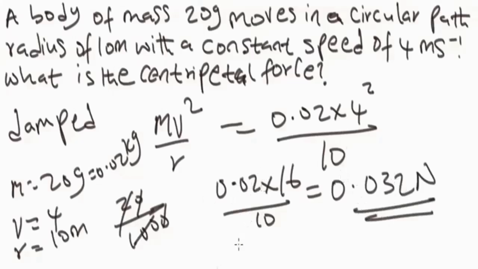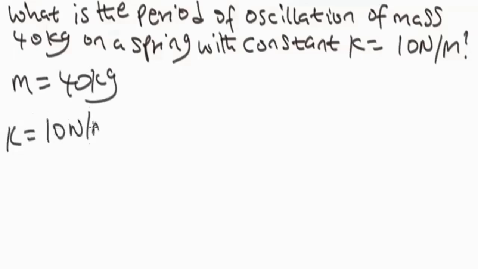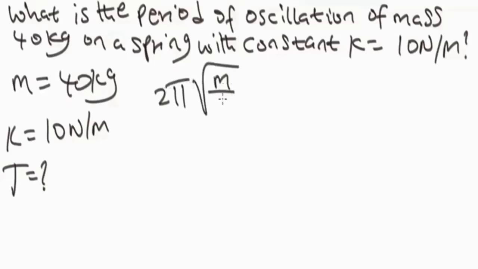Now let's solve another problem. Let's wipe this. This question says, what is the period of oscillation of a mass of 40 kg on a spring with constant k of 10 Newton per meter? So we have our parameters: mass is 40 kg, spring constant is 10 Newton per meter. I am looking for T, the period, which is unknown. That means we are going to apply 2 pi square root of m over k.